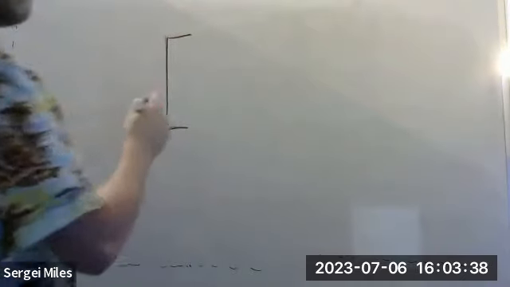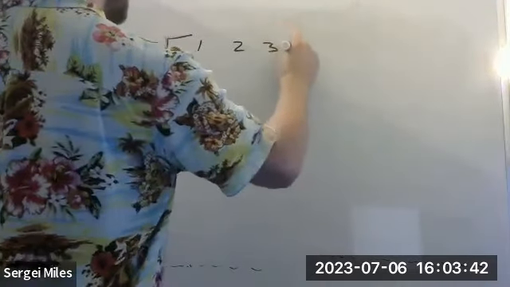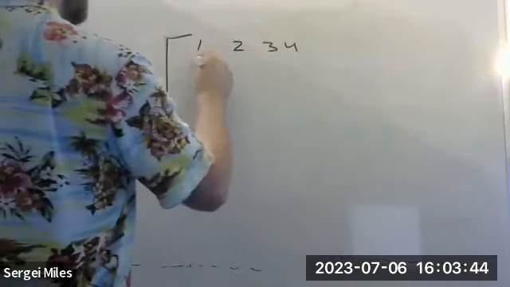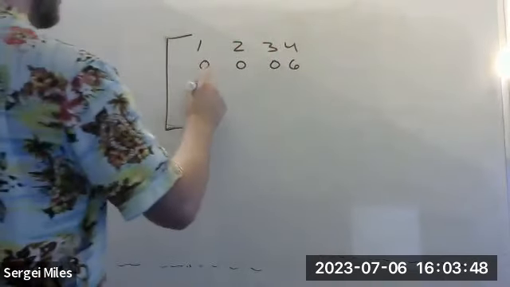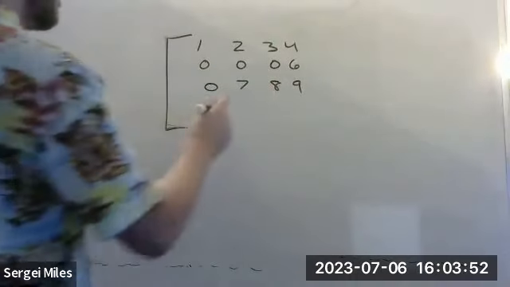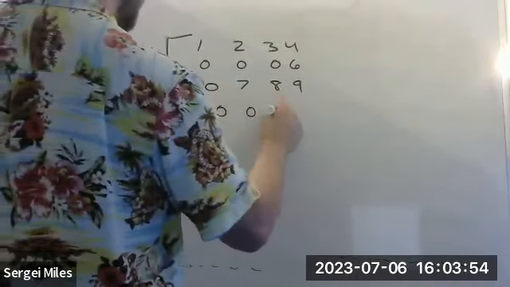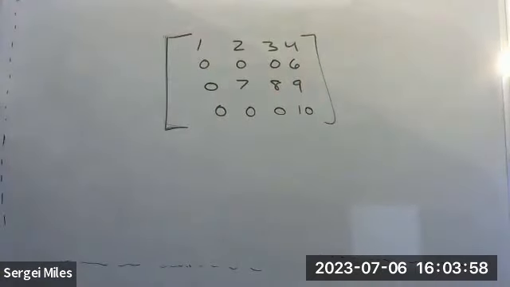There we go. So here we have a matrix: 1, 2, 3, 4; 0, 0, 0, 6; 0, 7, 8, 9; 0, 0, 0, 10. All right, so where do we have pivots?